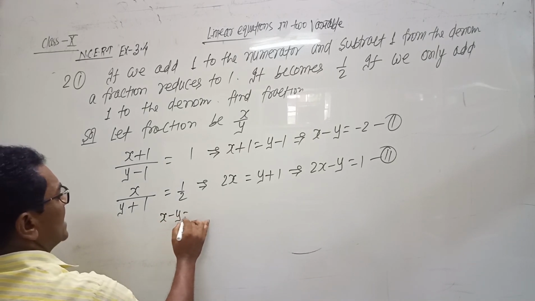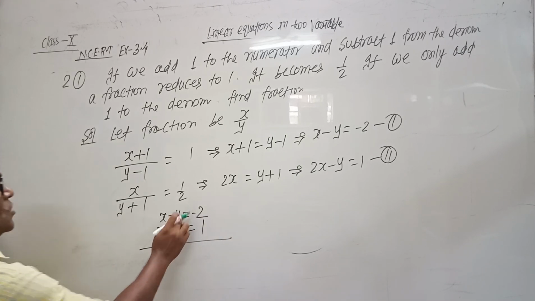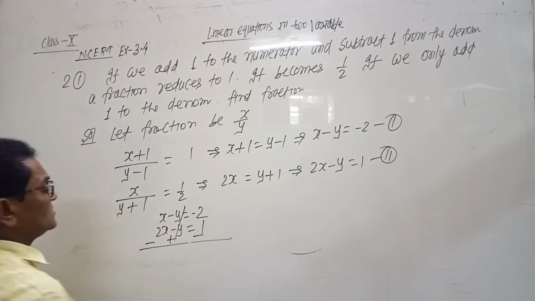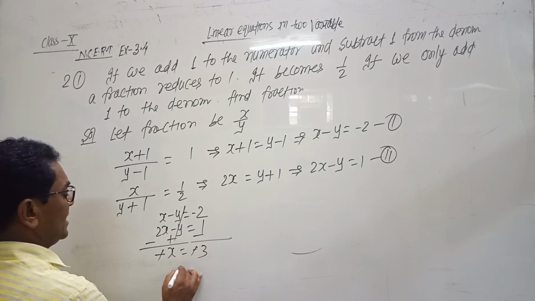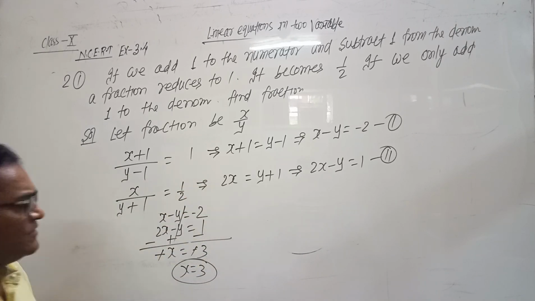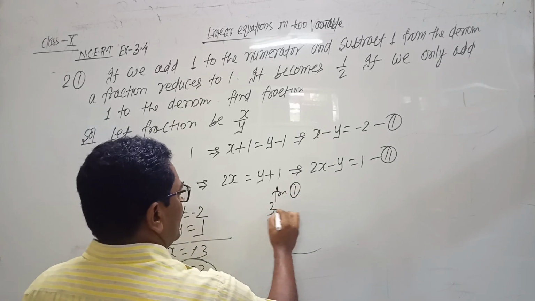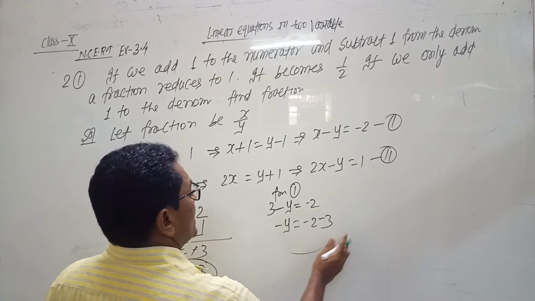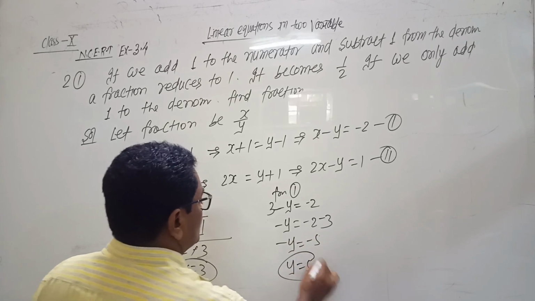Now from first and second, x minus y equals to minus 2 and 2x minus y equals to 1. Both have the same coefficient of y. We subtract. Minus y and minus y cancelled, x minus 2x, minus x equals to minus 3 and the value of x comes to be 3. Put the value of x in first number equation. So from first, x minus y, so 3 minus y equals to minus 2 and minus y equals to minus 2 minus 3. So minus y equals to minus 5 and y equals to 5.